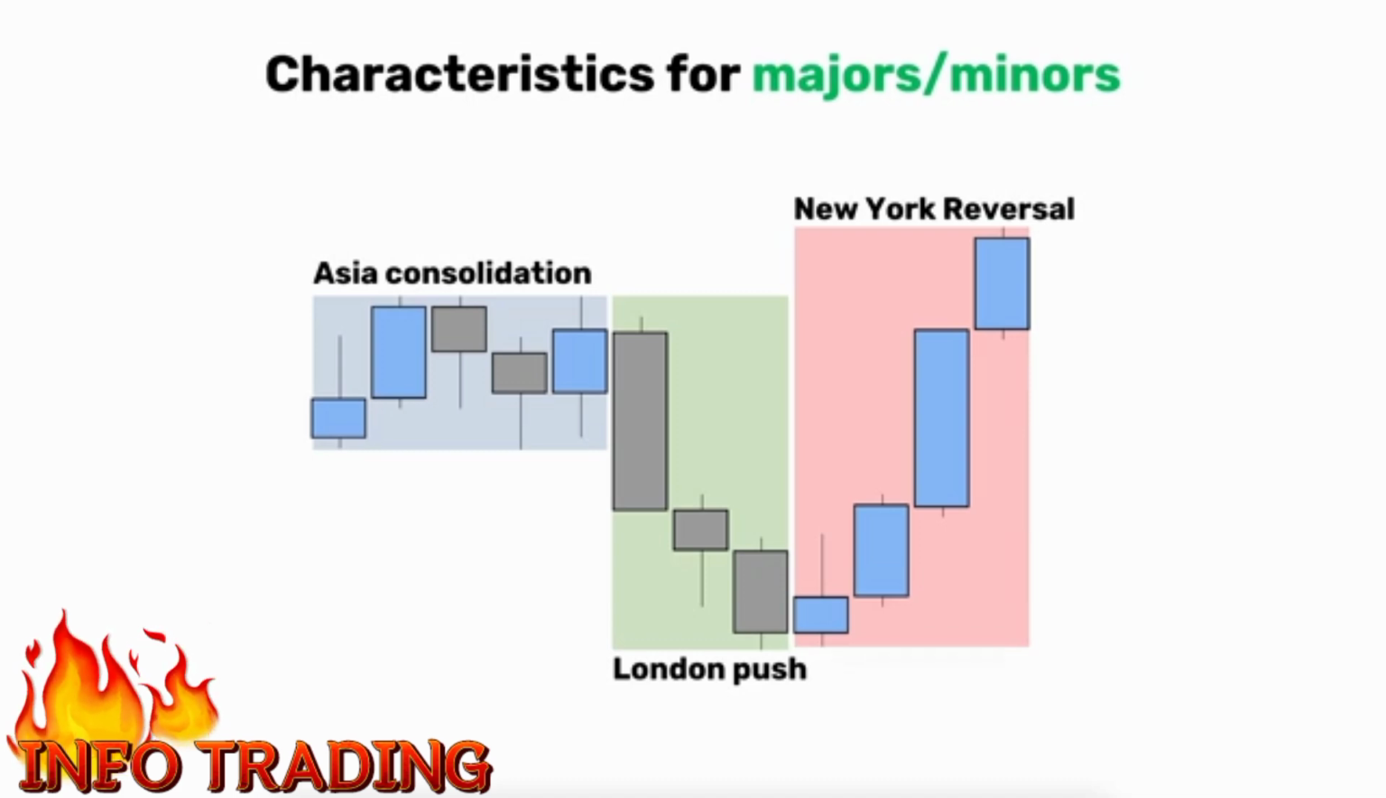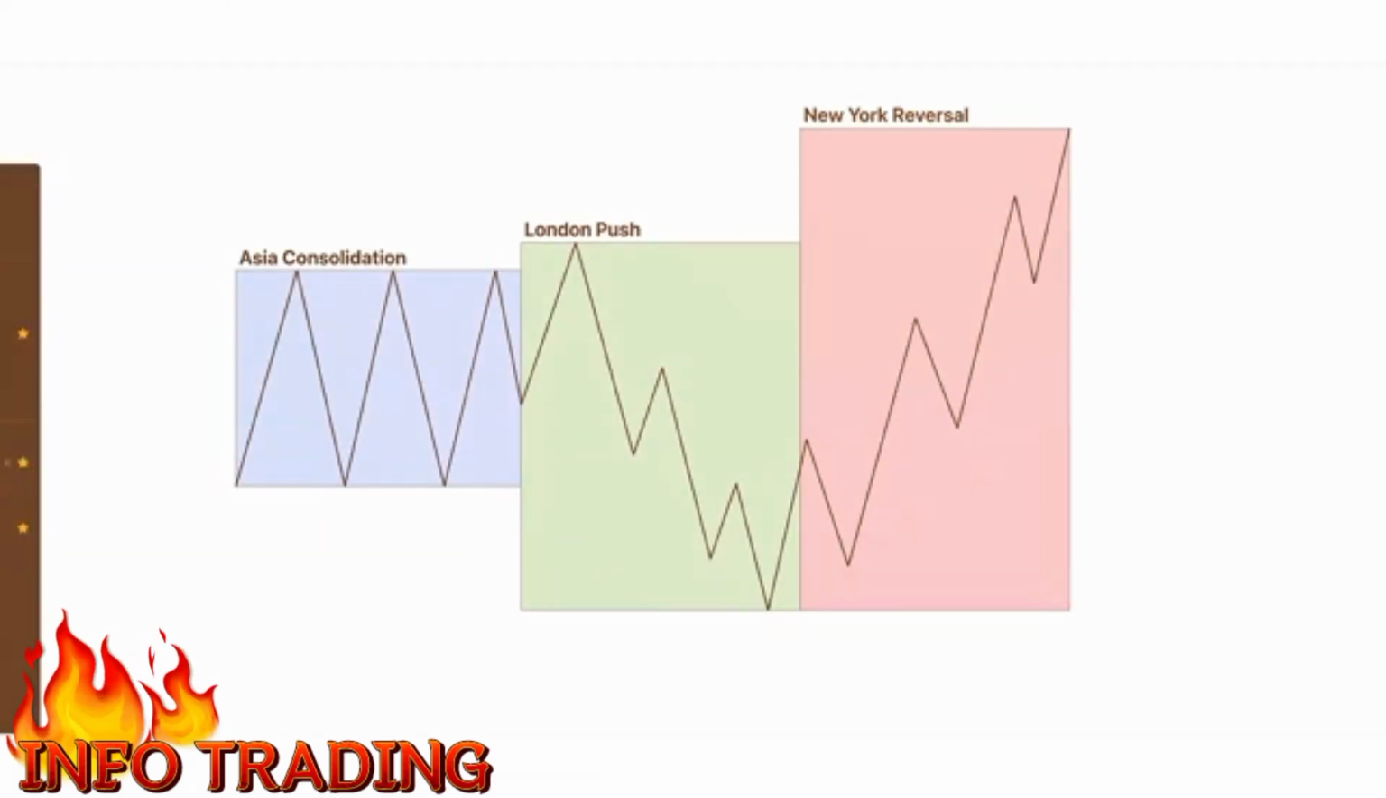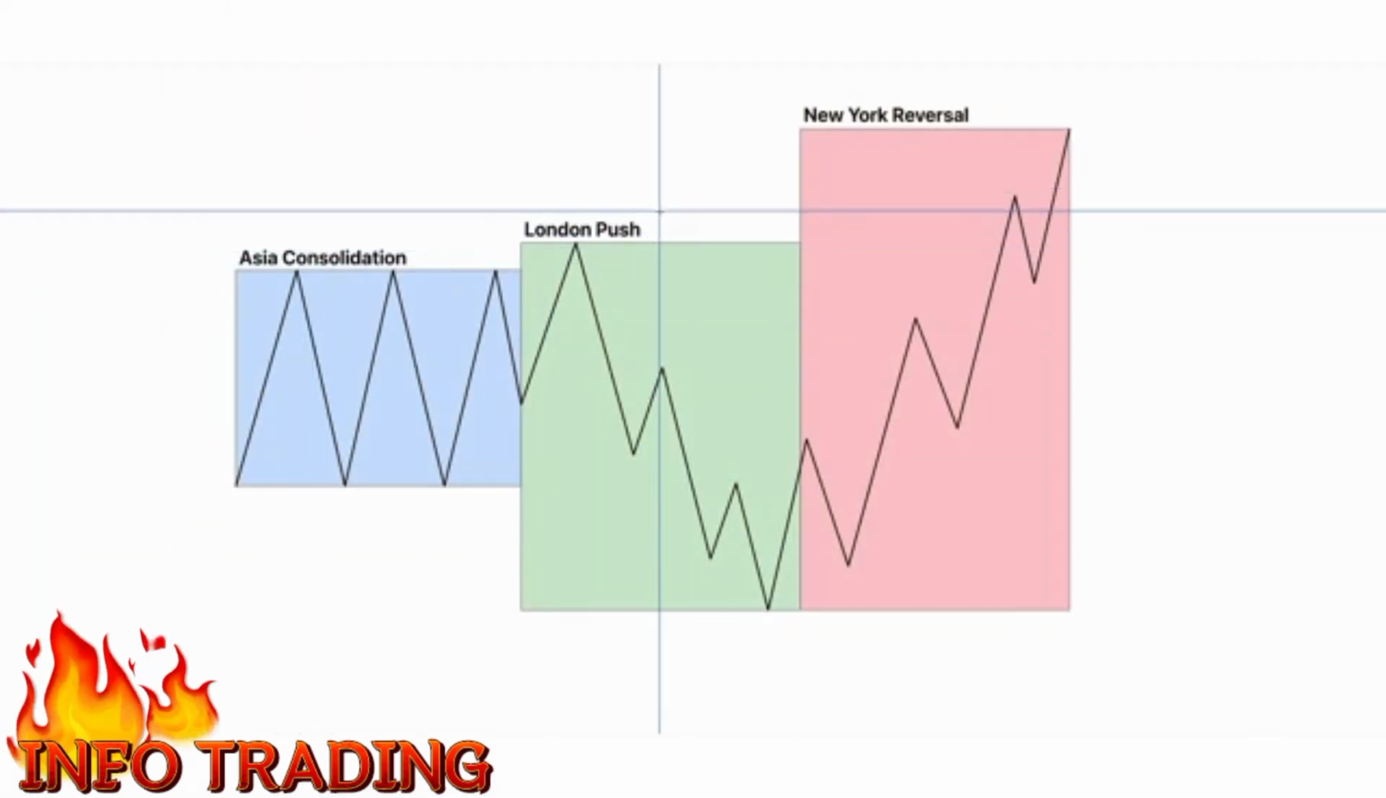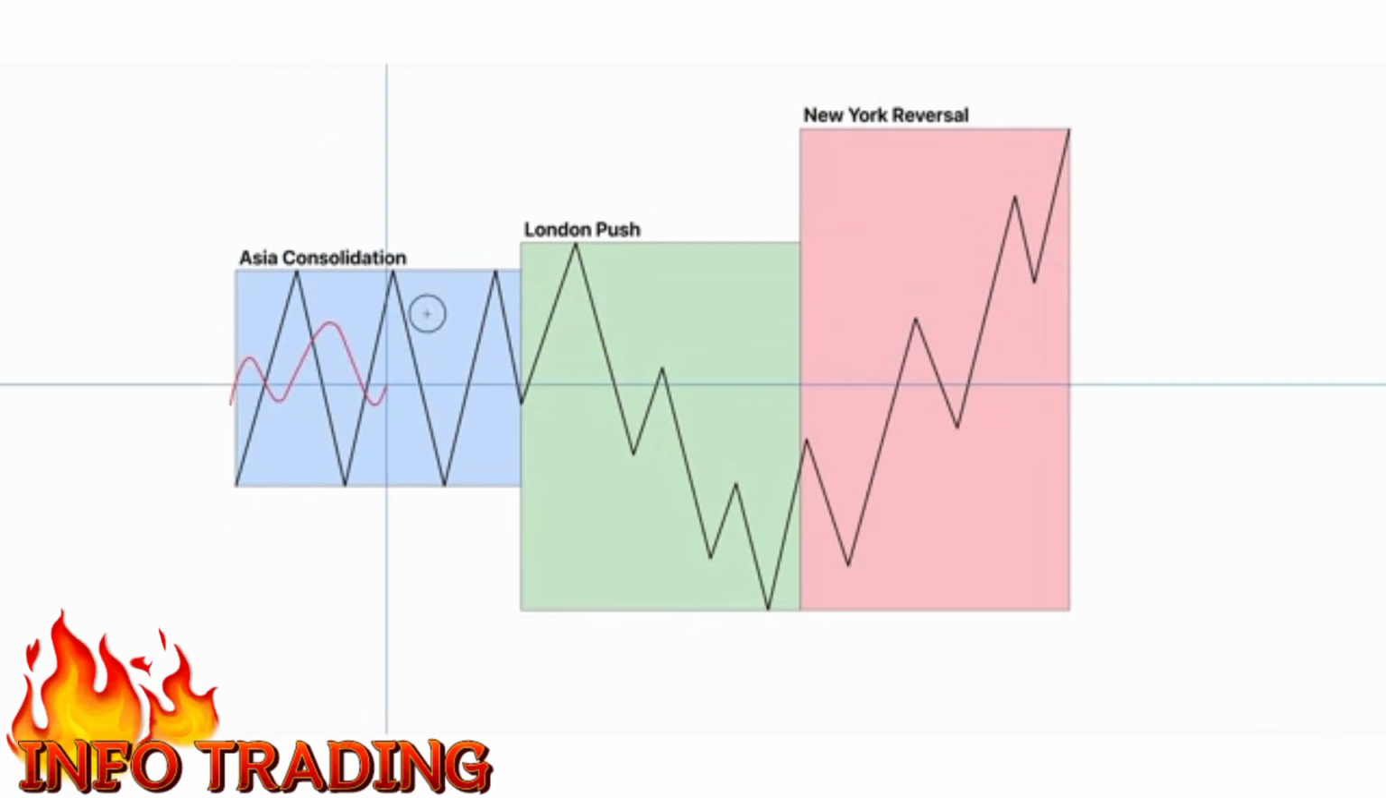Let's go talk about why this happens and show you some examples of it on the chart. Right, we're going to quickly go through the different characteristics. I've drawn out this kind of model here.